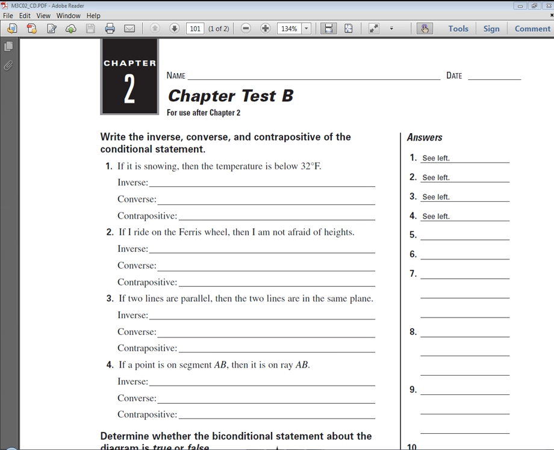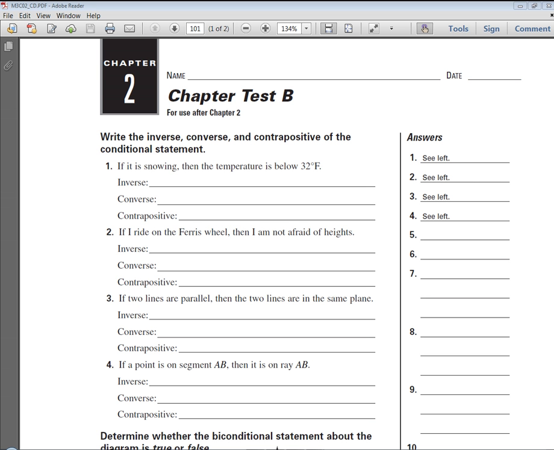So let's look at example 1 for a second here. If it's snowing, then the temperature is below 32 degrees. So what's the hypothesis here? Okay, it is snowing. Conclusion: temperature's below 32. Okay, so what does an inverse do? It negates both of them, exactly. Good. So the inverse is the one where we're gonna make the opposite of both, right? If it is not snowing, then the temperature is not below 32 degrees.